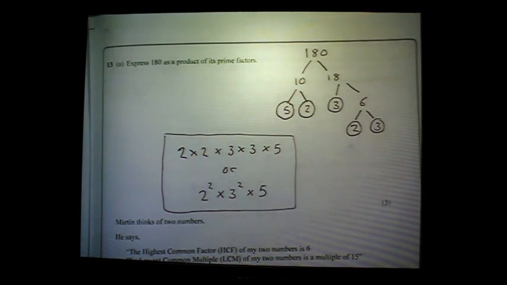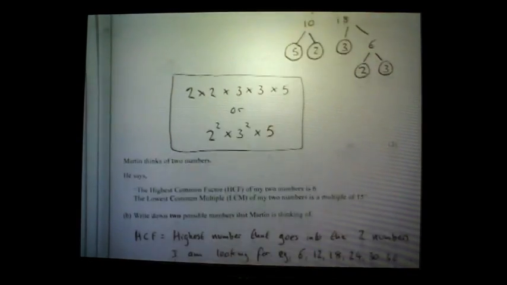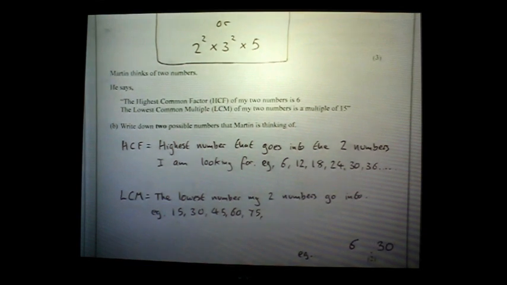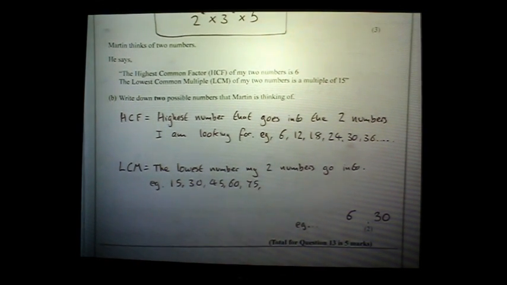The one underneath was a bit trickier, I thought. I've not seen many questions like this. Martin thinks of 2 numbers. The highest common factor of my two numbers is 6. The lowest common multiple of my two numbers is a multiple of 15. So what I've done, I've worked it out, but I've tried to explain it at the same time. The highest common factor is the highest number that goes into the two numbers I'm looking for. So that means 6 must go into these two numbers. For example, it could be 12 and 18, because 6 goes into 12 and 18. So I put a bit of a list there.